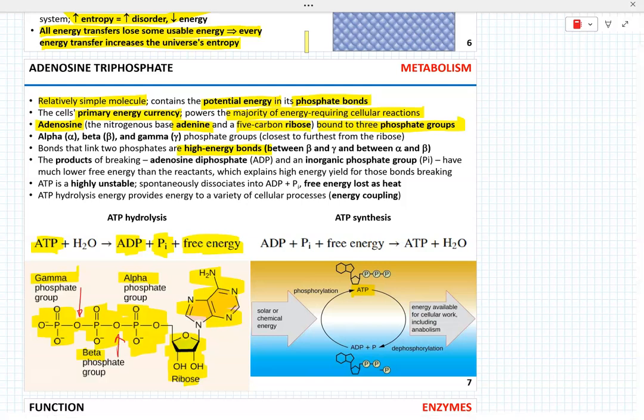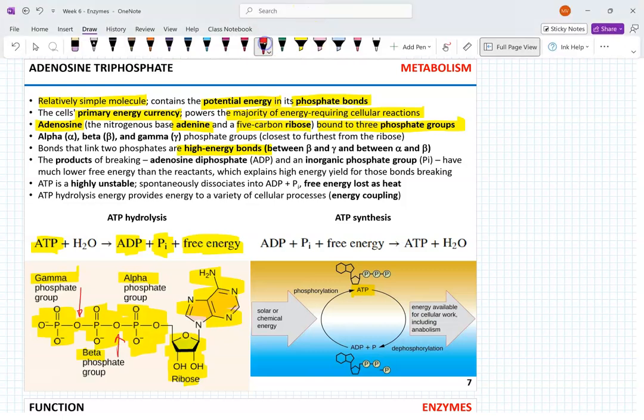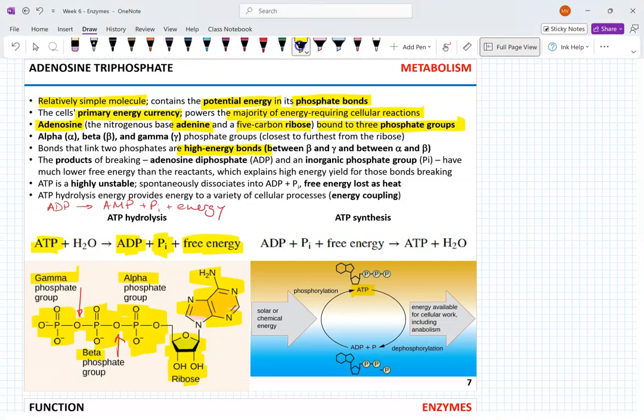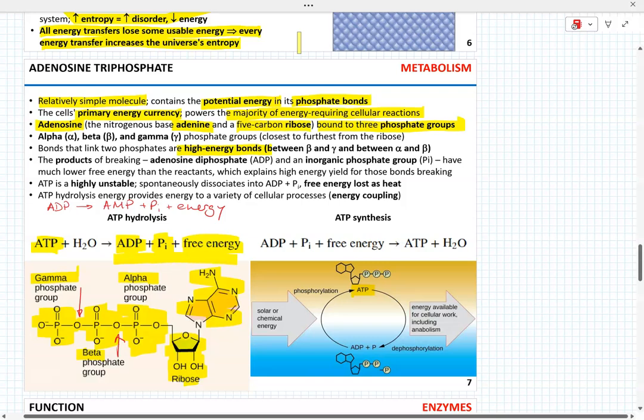In some cases, ADP can be broken down even further into adenosine monophosphate, inorganic phosphate, and energy as well. So the products of that reaction, ADP and phosphate, have much lower Gibbs free energy than the reactants, ATP and water, and that explains an extremely high energy yield for these bonds.